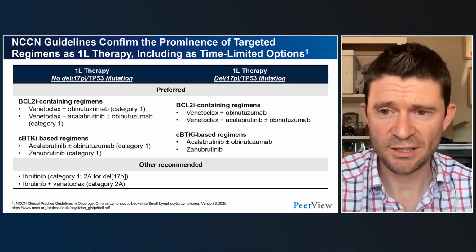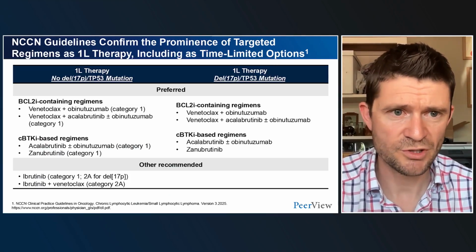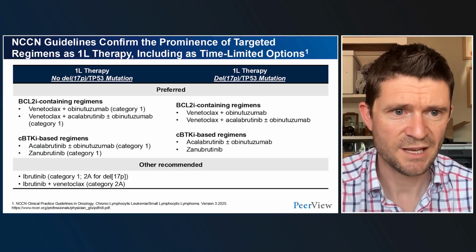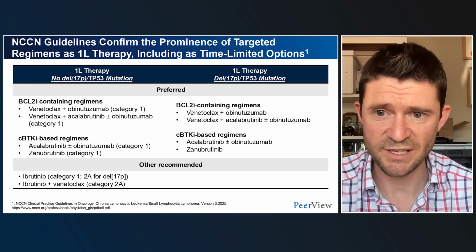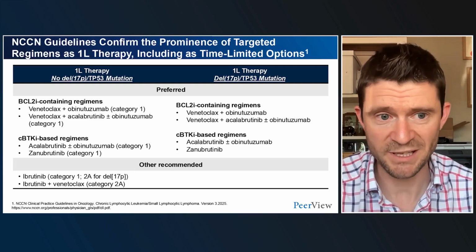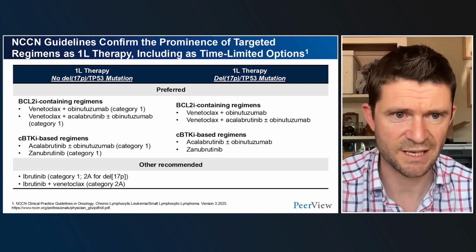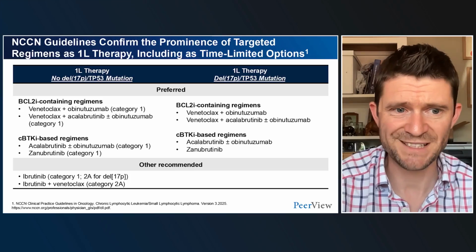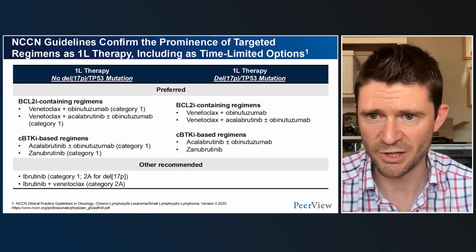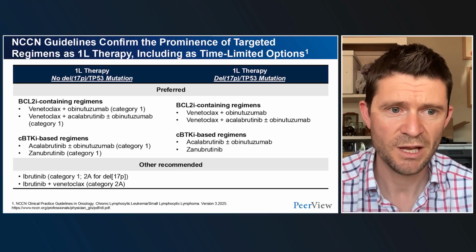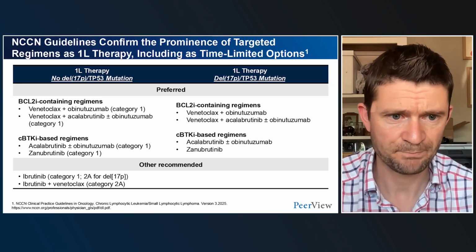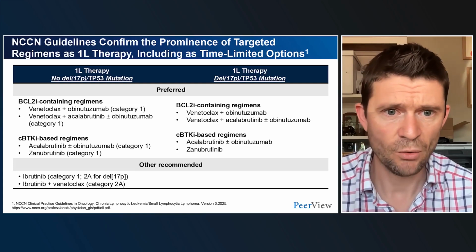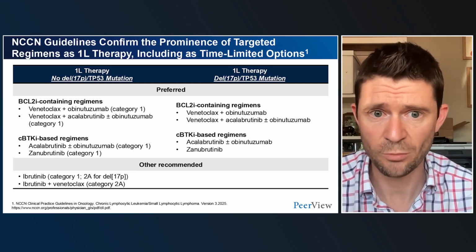The NCCN guidelines have broadly a similar approach. In the first line treatment setting, venetoclax-based therapies in combination with CD20 antibody, or BTK inhibitor with or without a CD20 antibody are both category 1 designated therapies. And then covalent BTK inhibitors, acalabrutinib plus or minus obinutuzumab, and zanubrutinib are both recommended options. In those patients who have a TP53 mutation or deletion, all of these considerations are options again.